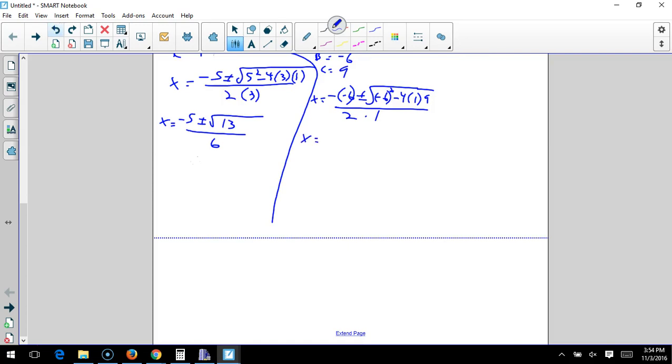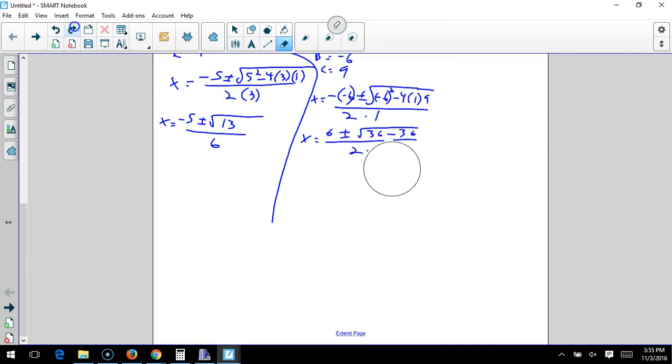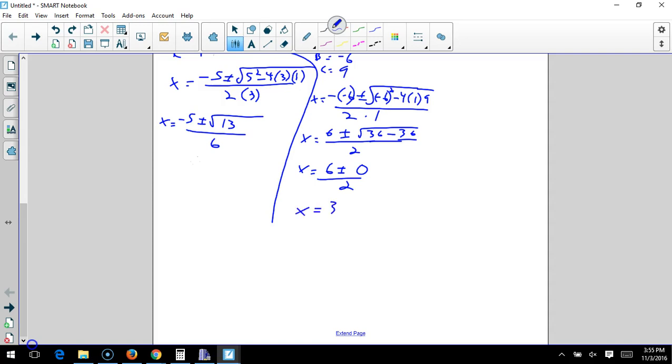So, the opposite of negative 6 is positive 6, plus or minus the square root of 6 squared, which is 36, minus 36. Yes, I'm writing this one out just to show you what happens. Just be 2 on the bottom. Now, that means what we're going to get is 6 plus or minus the square root of 36 minus 36, but that's the square root of 0. So we actually end up with 6 plus or minus 0 over 2. Well, 6 plus 0 and 6 minus 0 is the same thing, so we end up with just x equals 3.